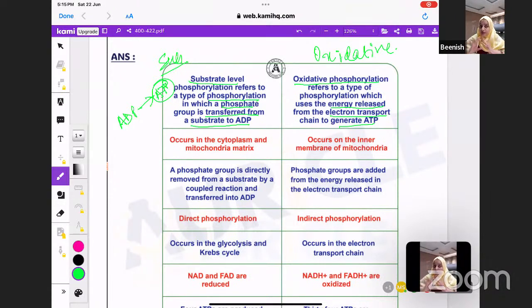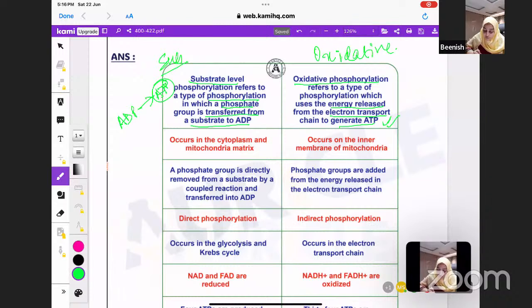Okay. I hope it's clear that in substrate level phosphorylation, the substrate is giving a phosphate to ADP and ATP is being formed. Whereas on the other hand, in oxidative phosphorylation, what is happening? Reducing equivalents are being generated and then they go into the electron transport chain. There's transfer of electrons, that is, oxidation is taking place. And because of this oxidation, energy is being released, and that energy that is released is trapped or used to generate ATP. So that is oxidative phosphorylation. Now moving forward to the next point.